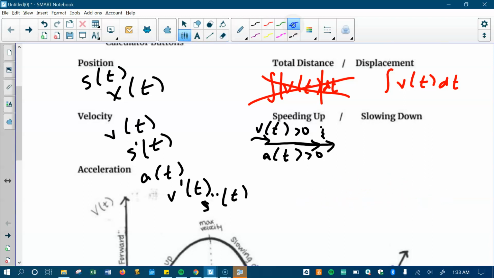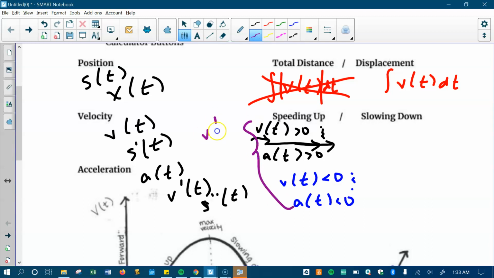You could say similarly that if you're going to the left, so negative velocity, and there's an acceleration that's pushing you from behind in the left direction, you're speeding up. The most concise way to say this is velocity and acceleration are the same signs. So v of t and a of t are the same signs.